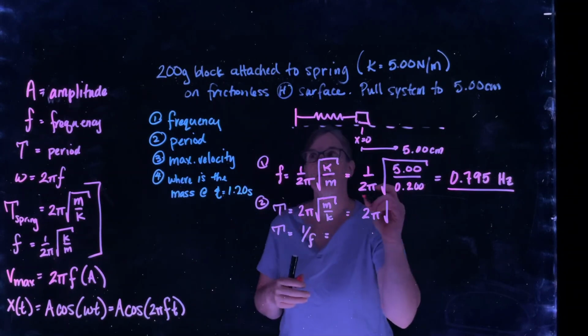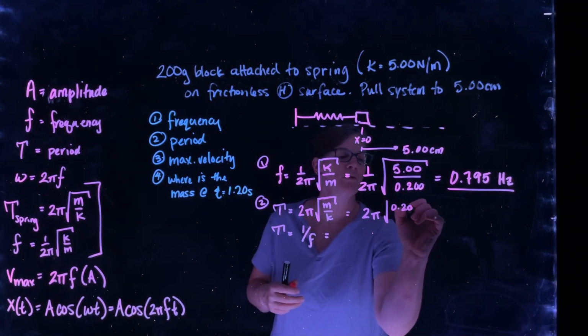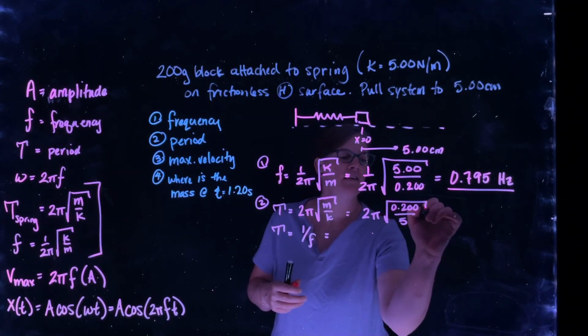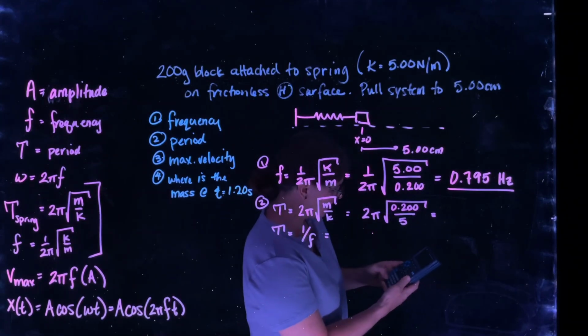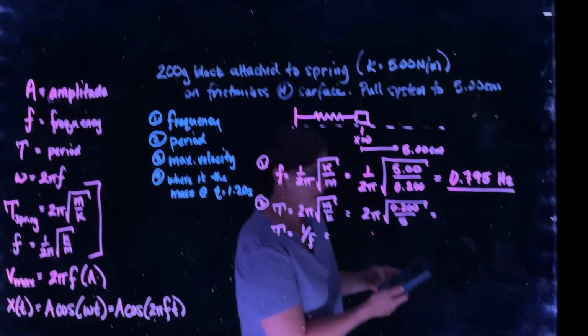The mass, of course, is 0.2 over 5. And again, we use my trusty calculator. We have 2 times pi.